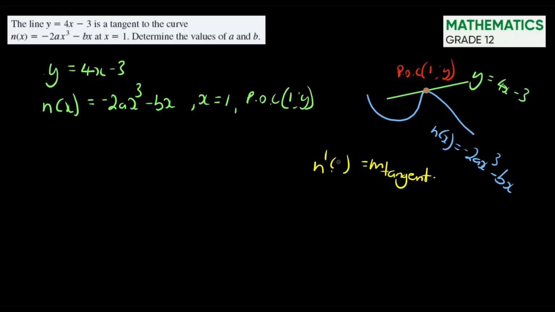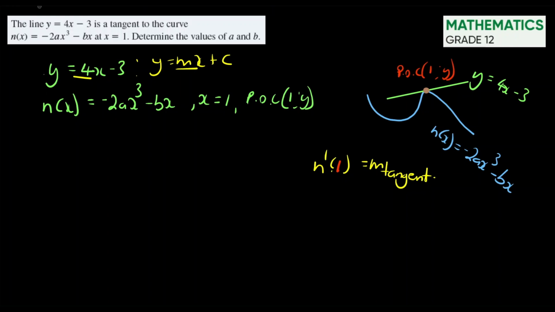So if we substitute 1 into the derivative of n of x, it should be equal to the gradient of the tangent. And what's the gradient of the tangent? It's 4. And how do we know that? Remember the standard equation of a straight line is y equals mx plus c. So the m here is 4.